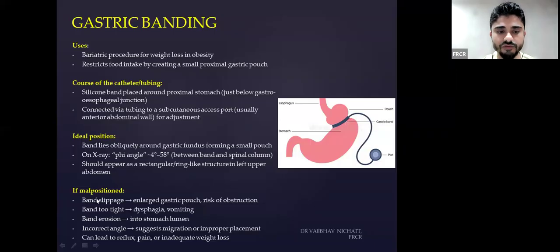Now, what happens if there is malposition? If the band slips, it will cause an enlarged gastric pouch. If it slips down, then the proximal portion of the stomach will be enlarged. Sometimes it can also cause a risk of obstruction. If the band is too tight, the patient might develop necrosis, dysphagia, vomiting. Band erosions can happen. Similarly, the mucosa might undergo necrosis. An incorrect angle can cause migration or improper placement and can lead to reflux, pain and inadequate weight loss.